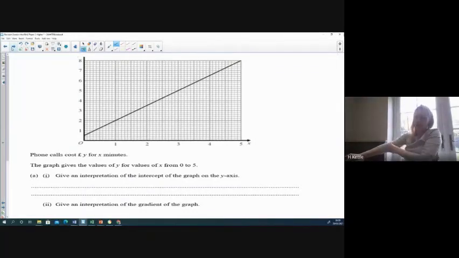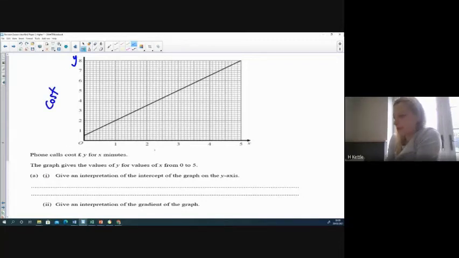Okay. Phone calls cost y pounds for x minutes. So y, obviously we know y is this axis and x is this axis. Give an interpretation of the intercept of the graph on the y-axis. So this is the cost of my phone call. This is the number of minutes that I'm on the phone. So what is the interpretation of this? What does that mean? What does it mean if at 0 minutes we've got 0.5?